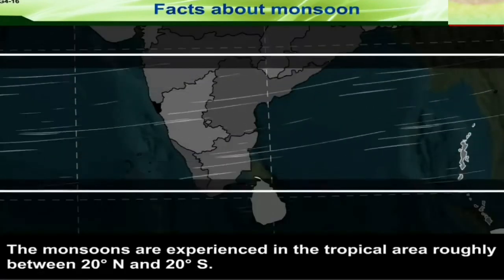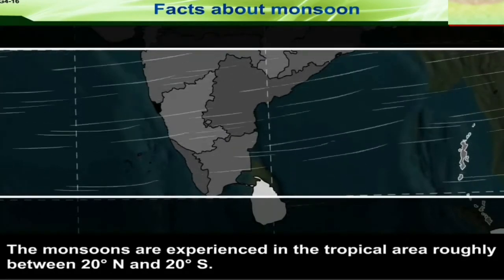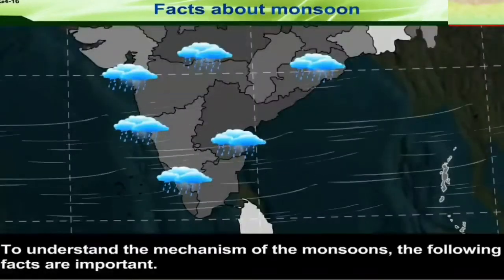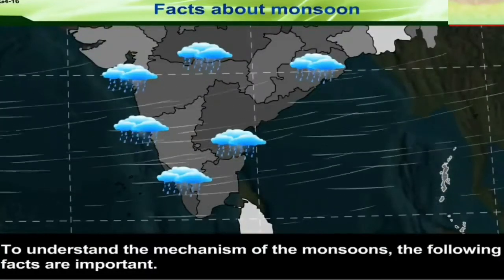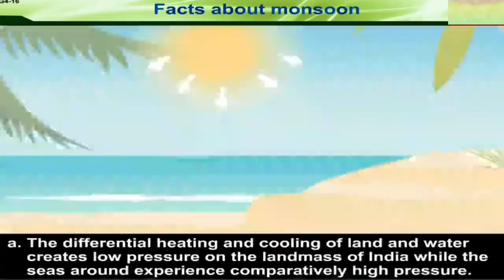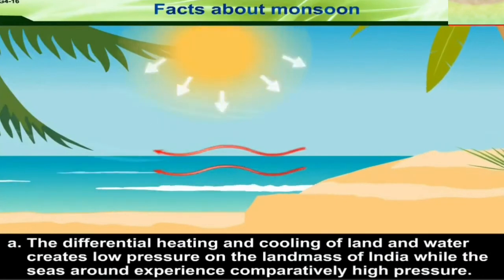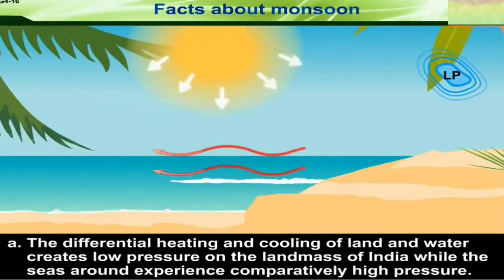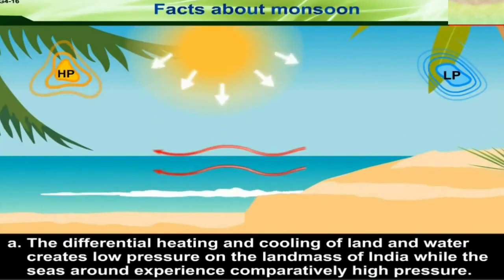Facts about monsoon. The monsoons are experienced in the tropical area roughly between 20 degrees north and 20 degrees south. To understand the mechanism of the monsoons, the following facts are important. A. The differential heating and cooling of land and water creates low pressure on the landmass of India, while the seas around experience comparatively high pressure.